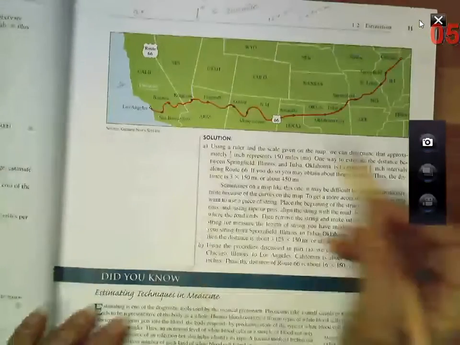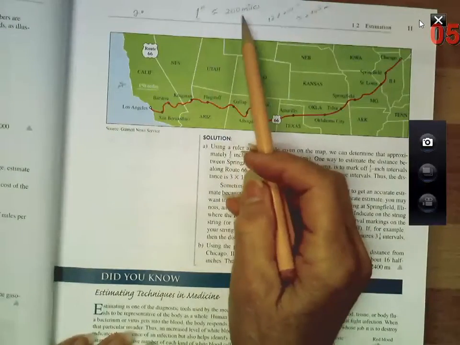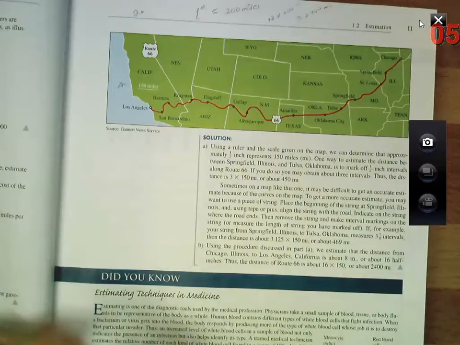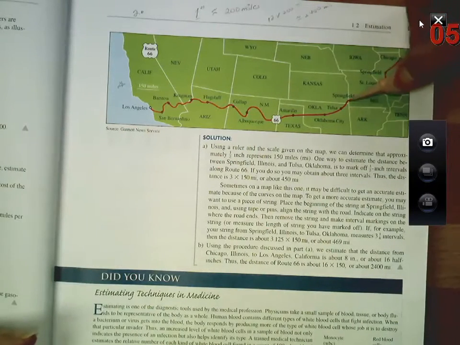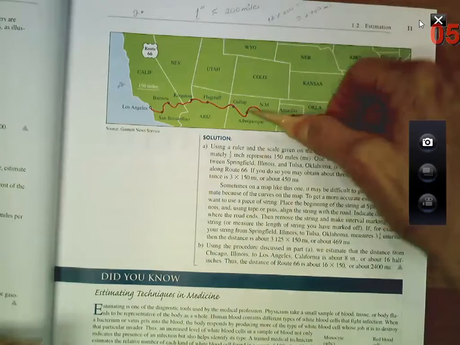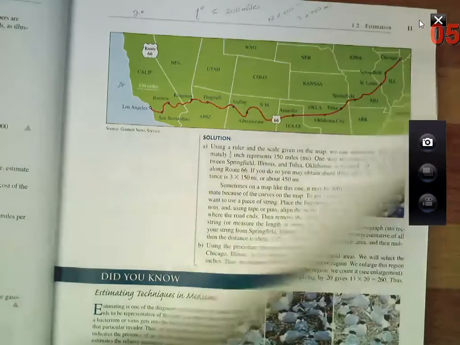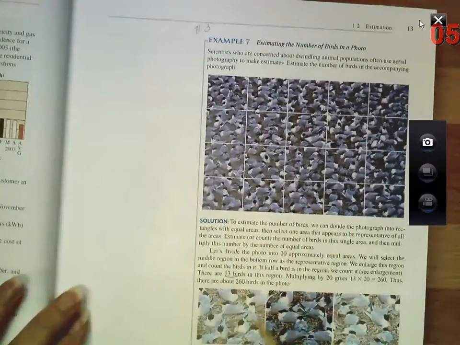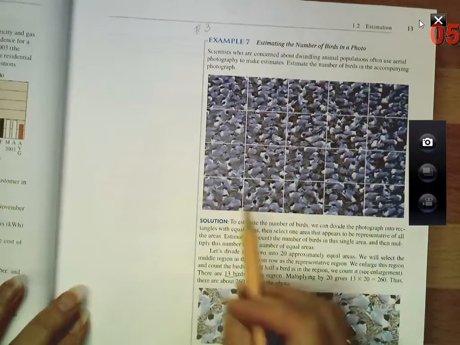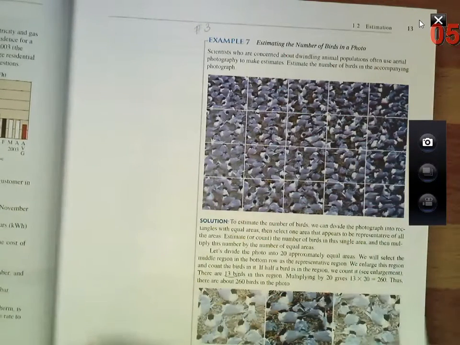Then you had this type where you had like 1 inch is about 200 miles. And so you would get something that was about 1 inch, and then you would do it like that and figure out how many of those you had in there. This was a new type where you divided it into a grid. You counted the number of things in one grid and multiplied by how many grids you had.